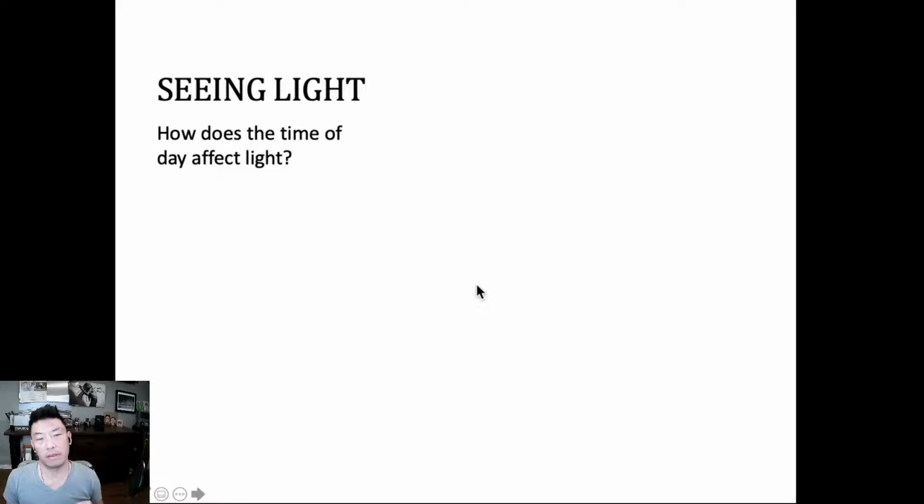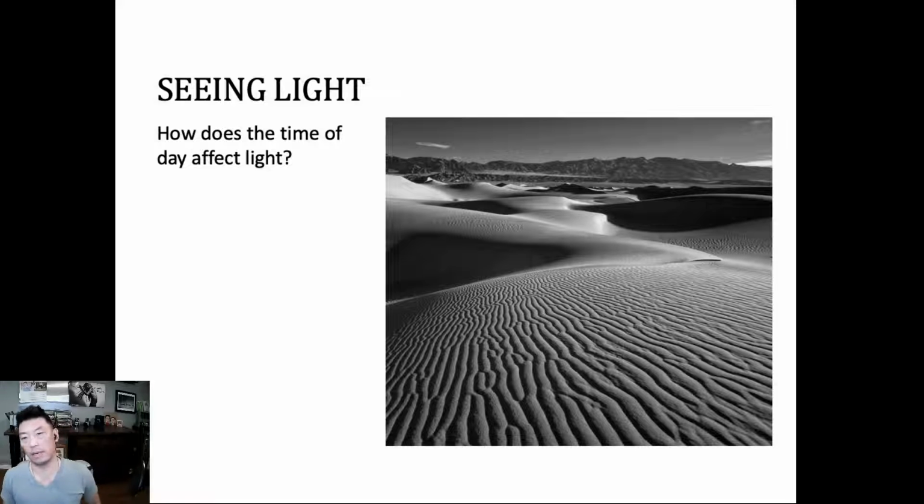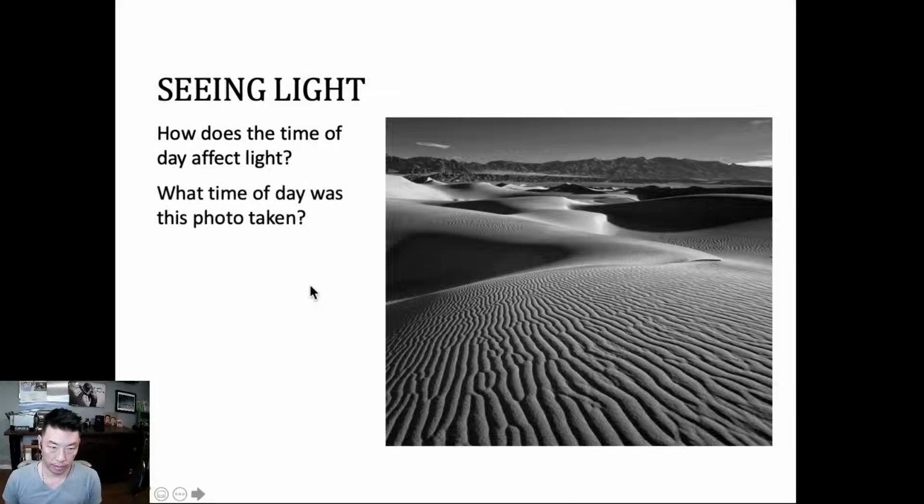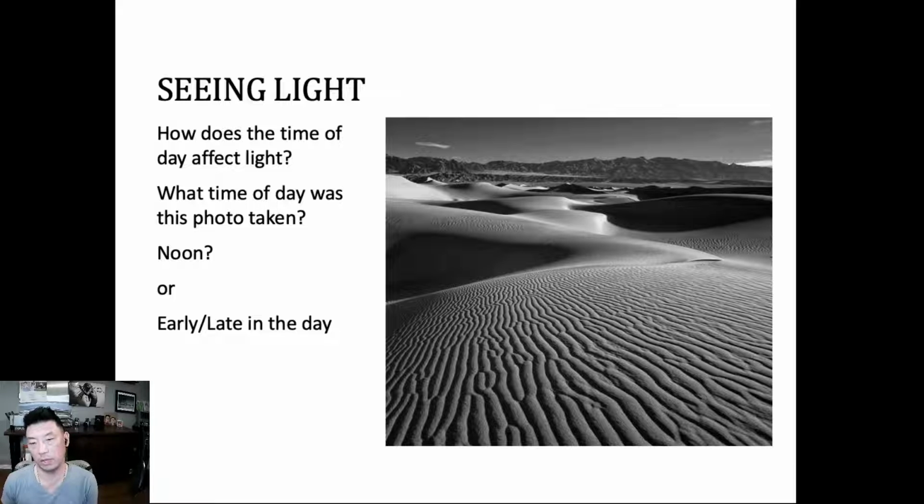So how does the time of day affect your light? Let's take a look at this example here. What time of day was this photo taken? Do you think it was taken at noon or early or late in the day? Let's take a look at what we see here.